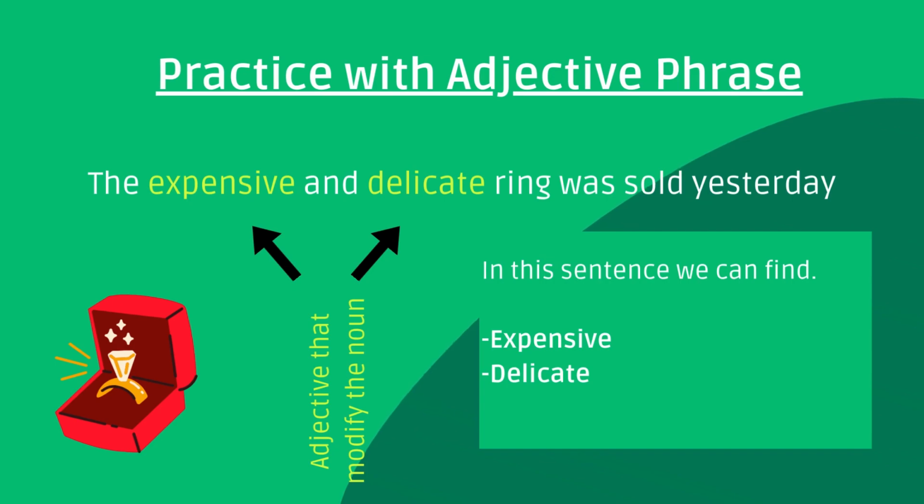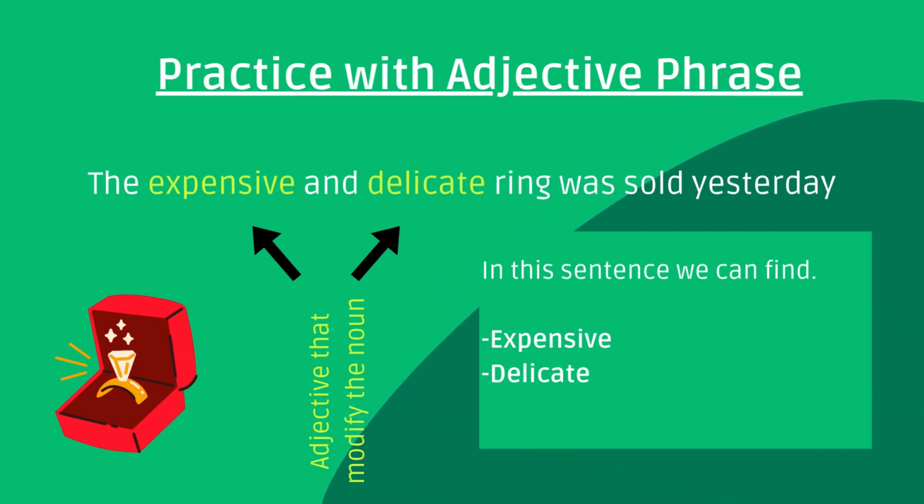The adjective phrase is expensive and delicate. This phrase describes the noun ring and consists of two adjectives that modify the noun, expensive and delicate. Both work together to provide detail about the characteristics of the ring, thus forming the adjective phrase. In this case, the ring.